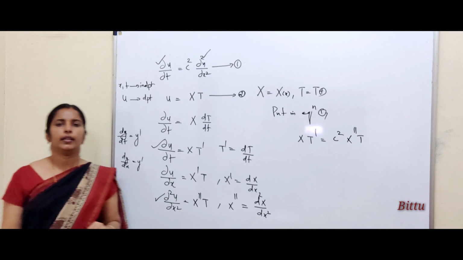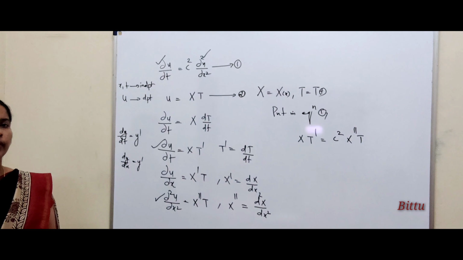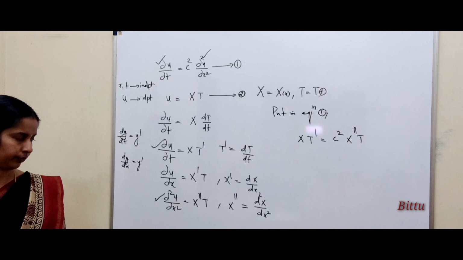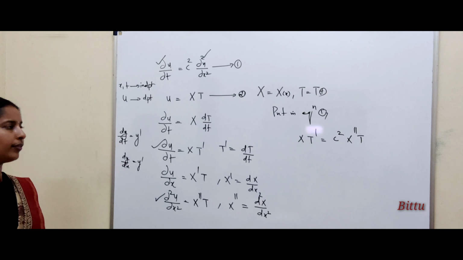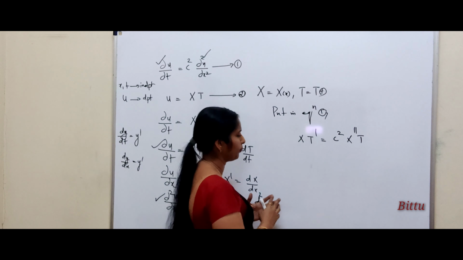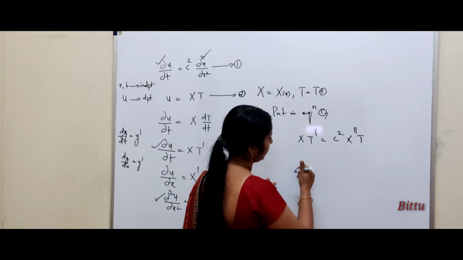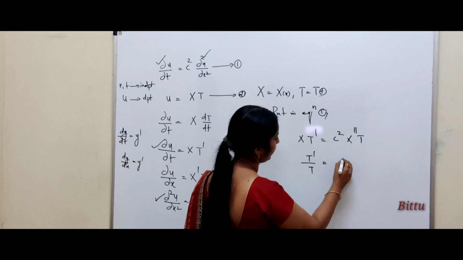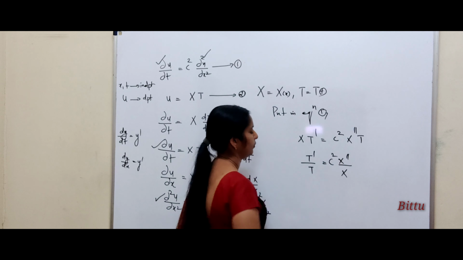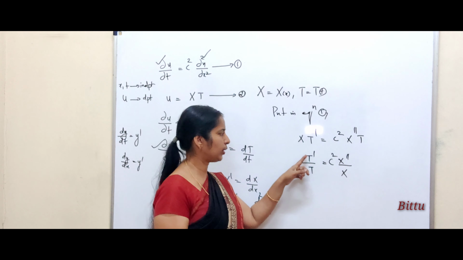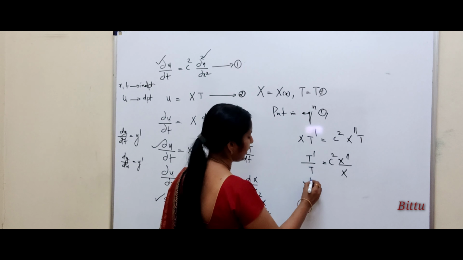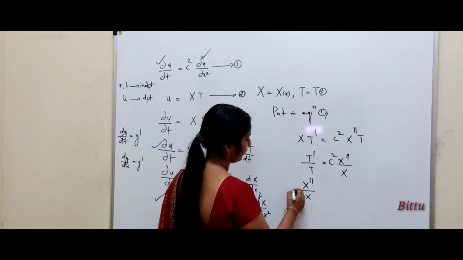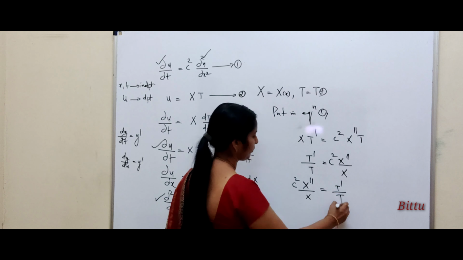Here we are solving by the variable separable technique. So here you have to separate the variables. We know capital X is a function of x alone and capital T is a function of t alone. So we have to separate the variables. That is, T dash by T = c² X double dash by X. Am I right? X T dash = c² X double dash T is correct. That is X double dash by X, or you take the right side as left side, this is equal to T dash by T.